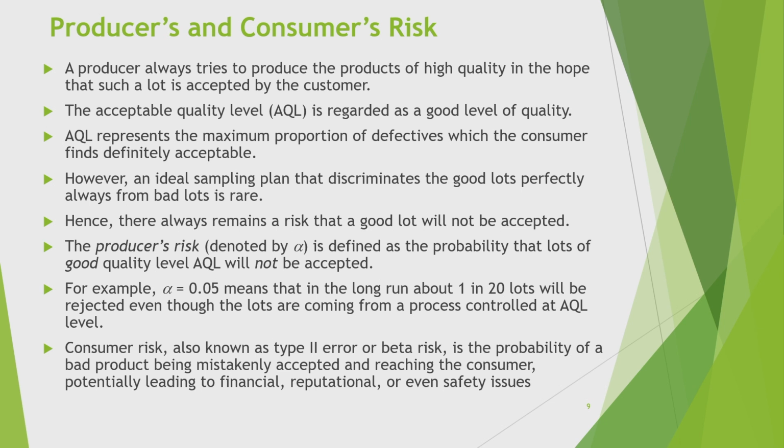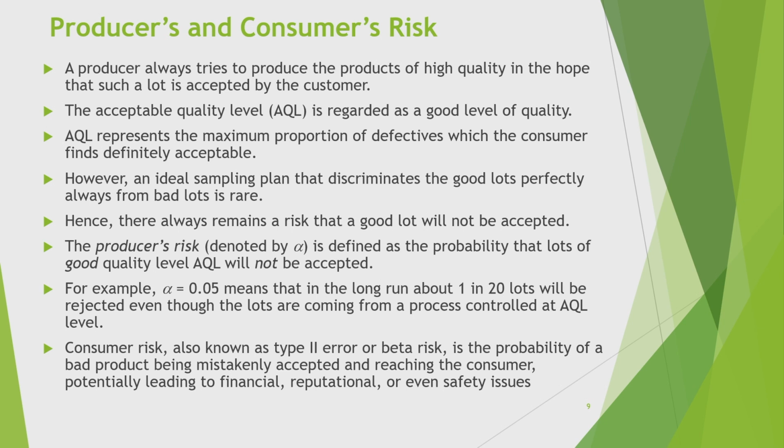A producer always tries to produce products of high quality in the hope that such a lot is accepted by the customer. The acceptable quality level is regarded as a good level of quality. That means both the parties agree to it and think that it is a good level of quality, which is called AQL. AQL means acceptable quality level, say 3%. Suppose 3% defective is acceptable for me. So AQL represents the maximum proportion of defectives which the consumer finds definitely acceptable. So it always finds it acceptable.